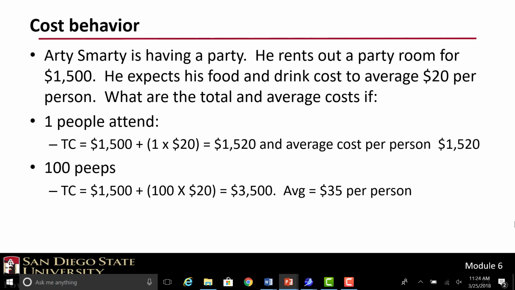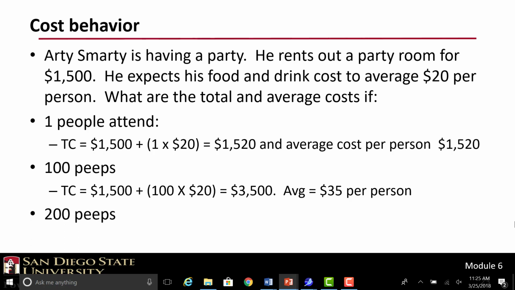That's still $1,500. He doesn't need an additional party room. The one party room is enough for 100 people. But now his variable cost is 100 times $20 per person. So now his total cost is up to $3,500, and the average cost is now dropping down to only $35 a person because we are allocating that fixed cost across 100 people now instead of just one.